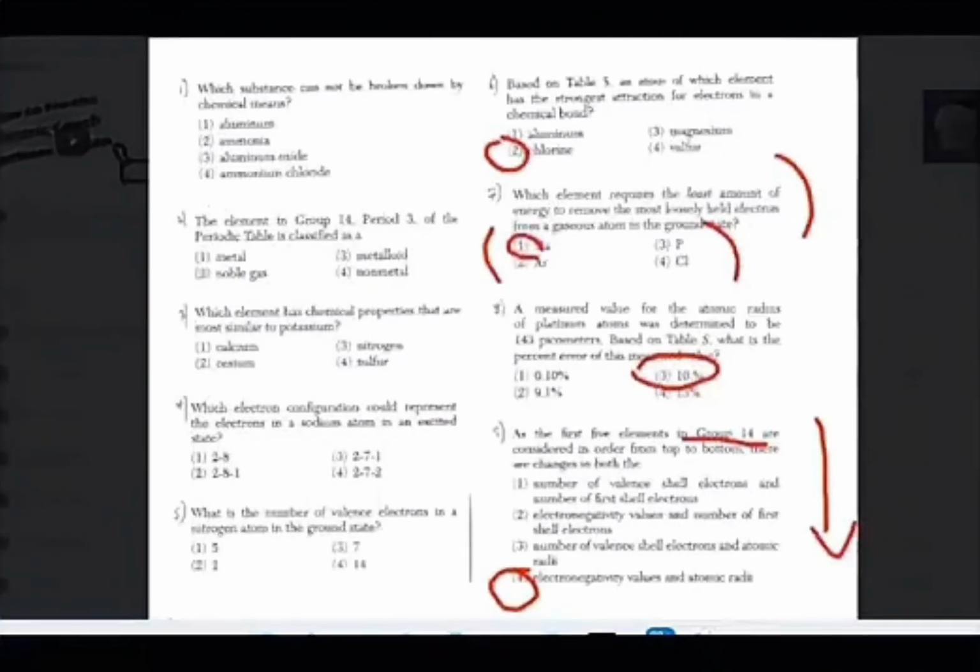Or you could use process of elimination, and since you know the number of valence shell electrons stay constant, can't be choice 1. For choice 2, again, first shell electrons stay constant, can't be choice 2. For choice 3, it can't be the number of valence shell electrons, they stay constant. So the only choice it could be by process of elimination then is choice 4 as well.